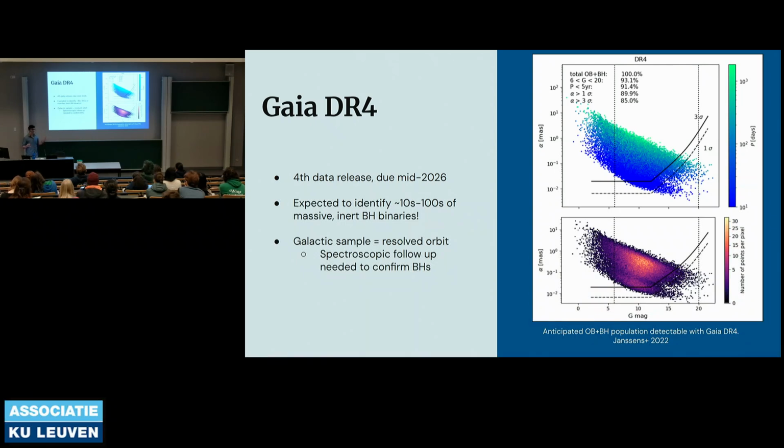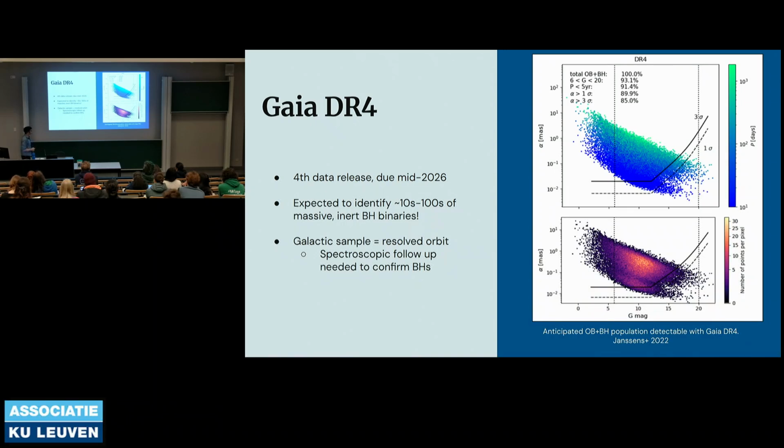There will be many black hole plus main sequence binaries identified. A lot of them will be at lower masses, but we expect on the order of 10s to 100s of massive inert black hole binaries, exactly the things that we're hoping to look for. They might be at slightly longer periods, but many of these will still be very useful for the Sidekicks pipeline.